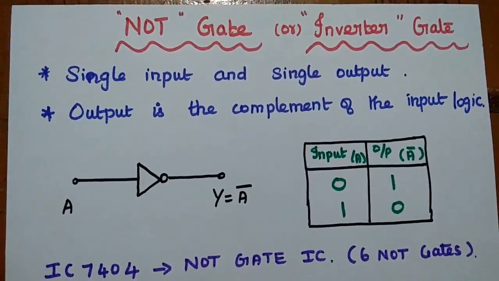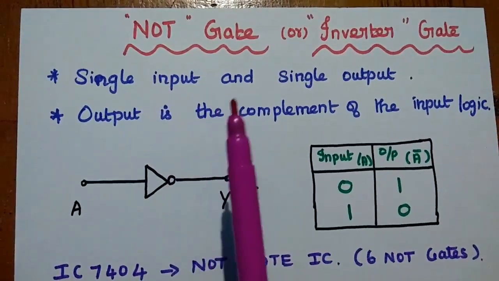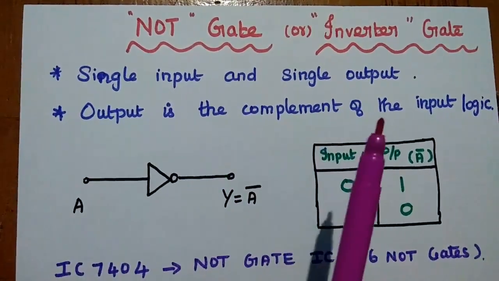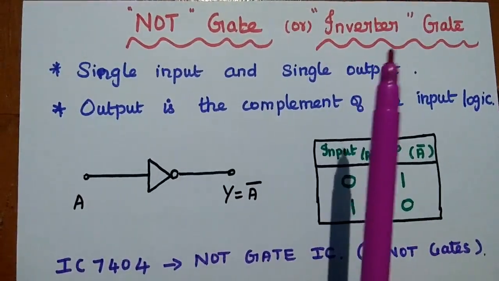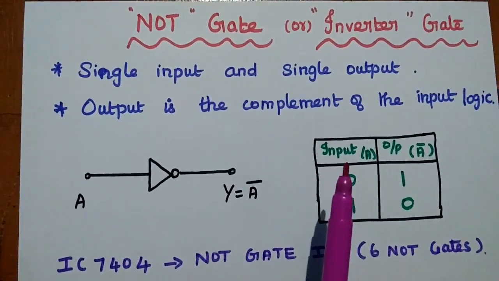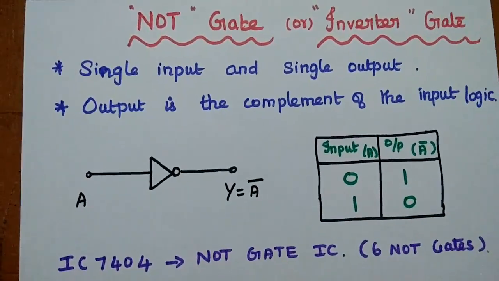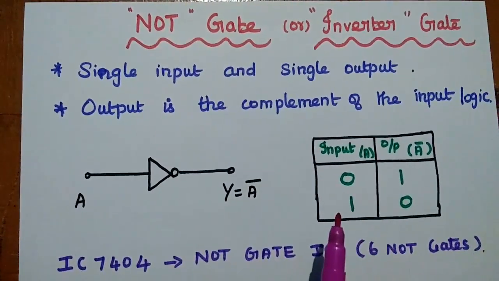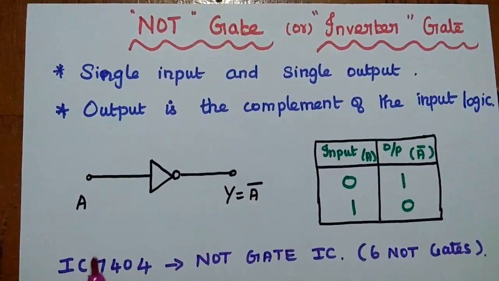NOT gate is also called an inverter. It is a single input and single output gate. Output is the complement of the input logic. Complement means it is an inverting output. The truth table is given here. Input is A, output is A bar. Here bar represents the complement of the given signal. If input is 0, the output is 1. If input is 1, the output is 0.